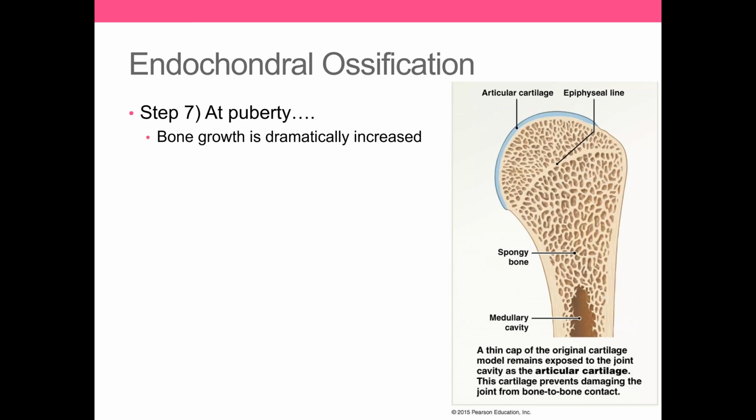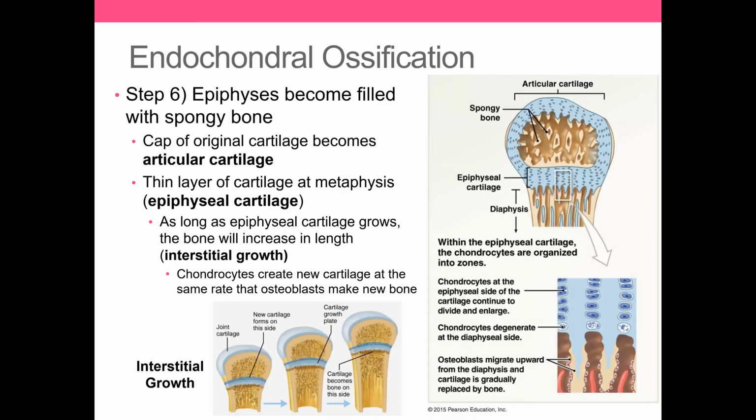Now, step 7, the final step, this only happens at puberty. So all of this right here with the interstitial growth only happens during childhood, like while you're increasing in your height. So think about your leg bones getting longer, your arm bones getting longer, your finger bones getting longer. This is happening throughout your childhood.